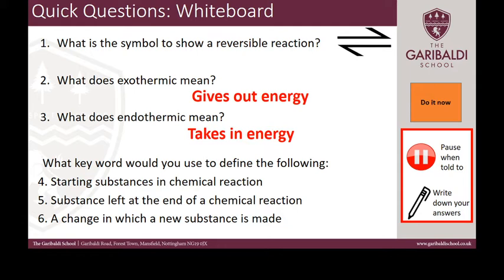So what keyword would you use to define the following? A starting substance in a chemical reaction, substance left at the end of a chemical reaction, and a change in which a new substance is made. You should have said products, reactants, and chemical reaction.